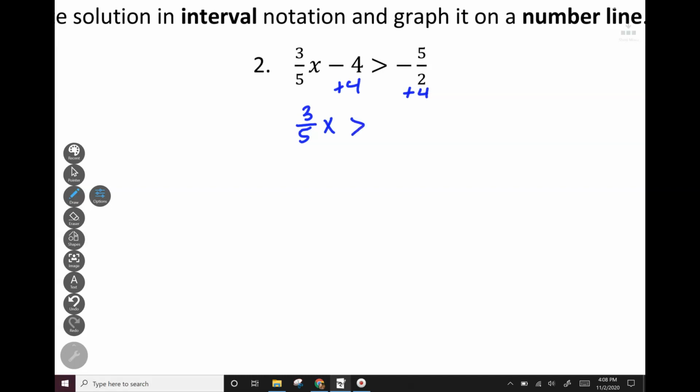Okay, so I need a common denominator. So adding 4 is the same thing as adding 8 over 2. So I'm going to add 8 over 2. So we're adding the numerators. Negative 5 plus 8 is 3 over 2. Okay, now to get rid of the 3/5, I'm going to multiply by 5/3. Multiply by the reciprocal.